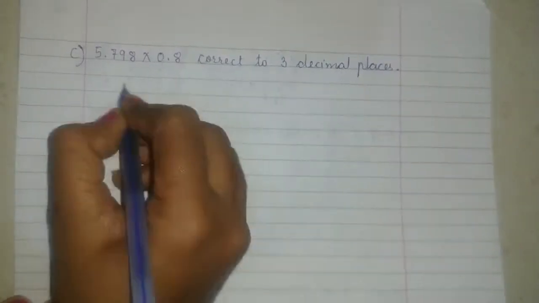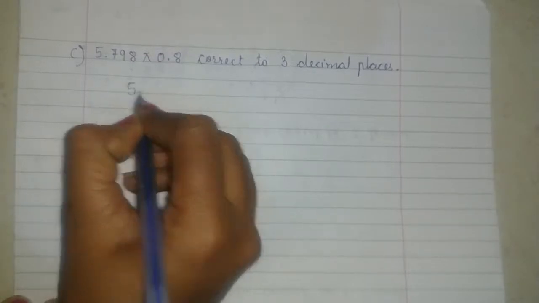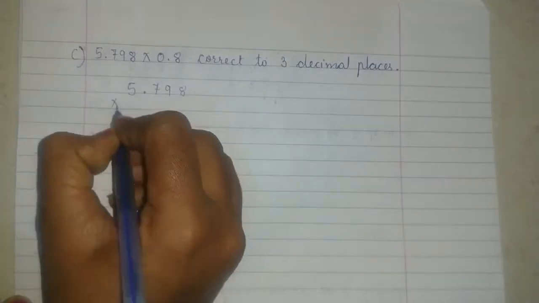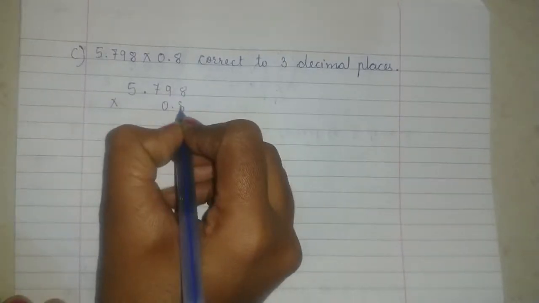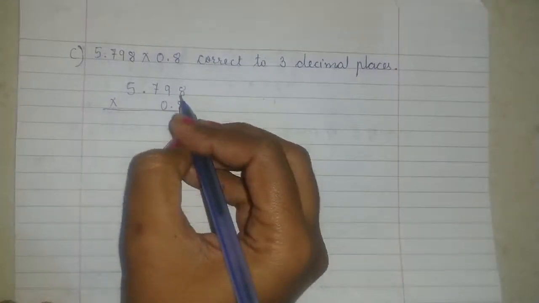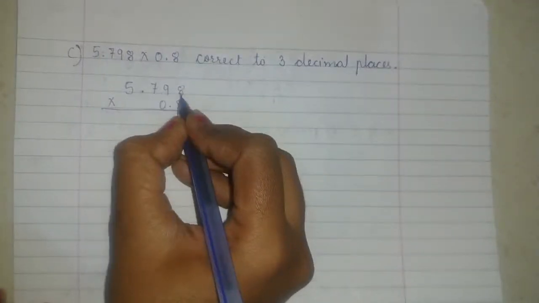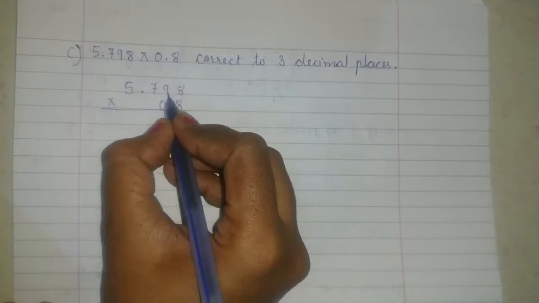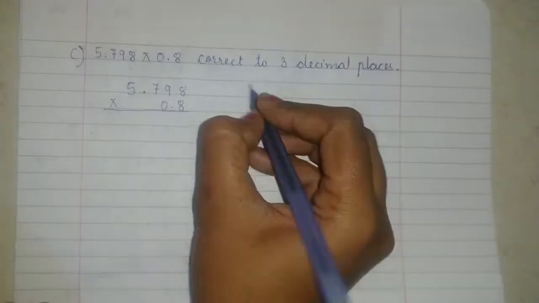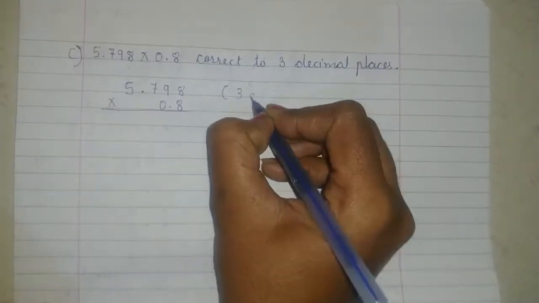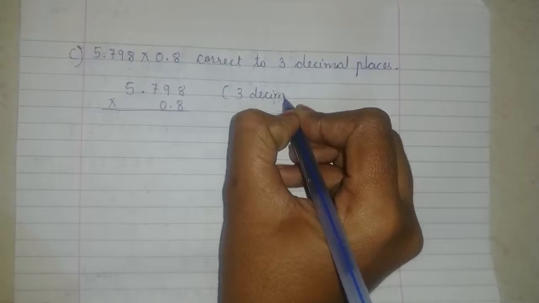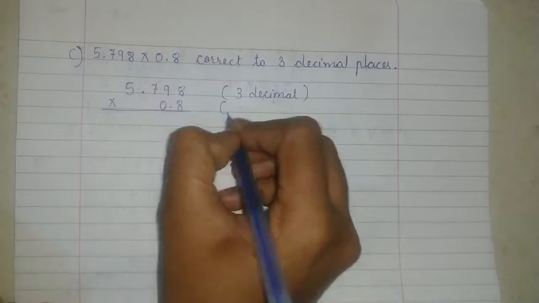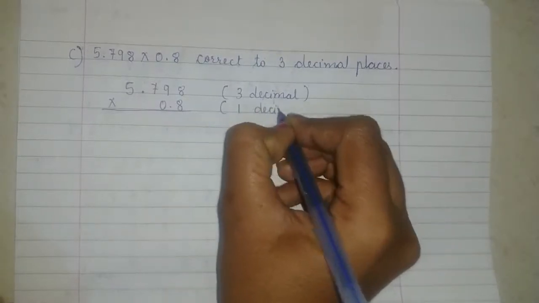Okay, so first we'll write 5.798 multiplied by 0.8. Okay students, here what we'll do, first of all we'll count over here before how many digits there is a point. 1, 2 and 3. Yes, before 3 digits there is a decimal. So here we'll write 3 decimal. Okay, and here before how many? Yes, 1. So here we'll write 1 decimal.